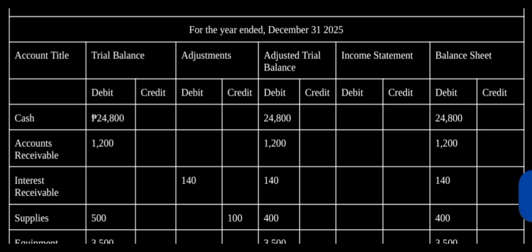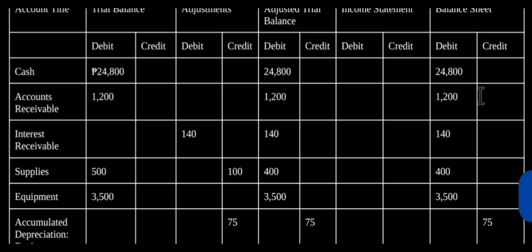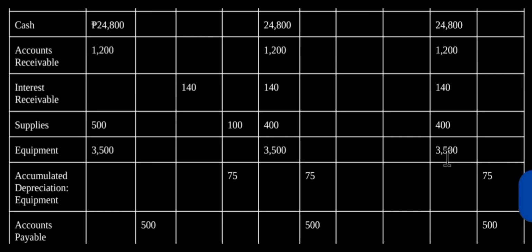Now for the balance sheet, all we have to do is copy paste the assets. So for the cash, we have 24,800. For the accounts receivable, we have 1,200 debit side. Interest receivable, we have 140. For the supplies, we have 400. For the equipment, we have 3,500.